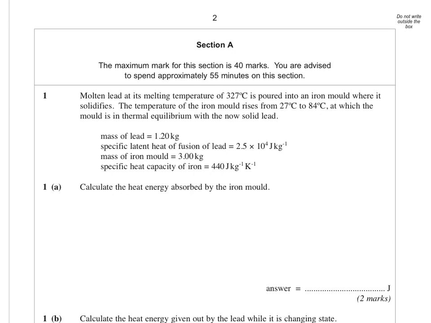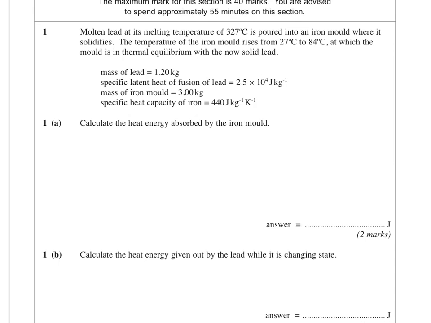Alright, so let's take a look at the June 2010 Unit 5 paper. So we've got some molten lead at its melting temperature, and it solidifies. So the temperature of the mold rises from those temperatures, and it's now in thermal equilibrium, so they're the same temperature. So we've got mass of lead, specific latent heat of fusion, mass of iron mold, specific heat capacity.